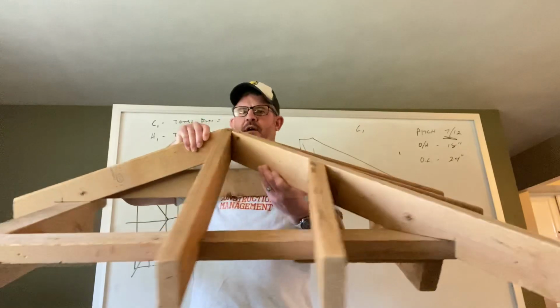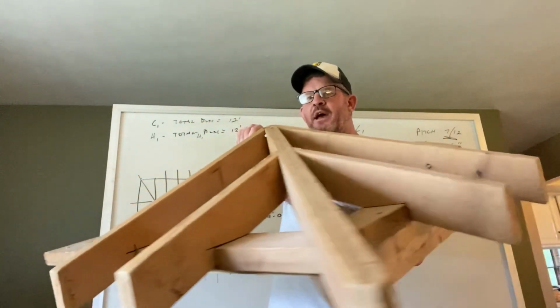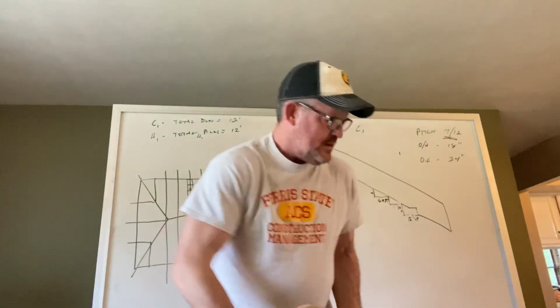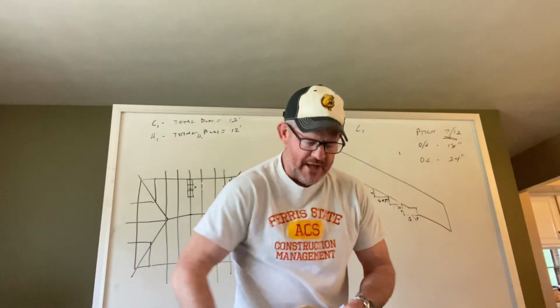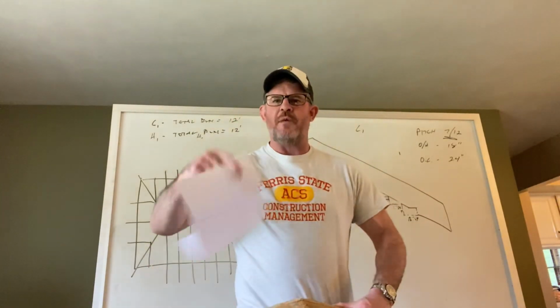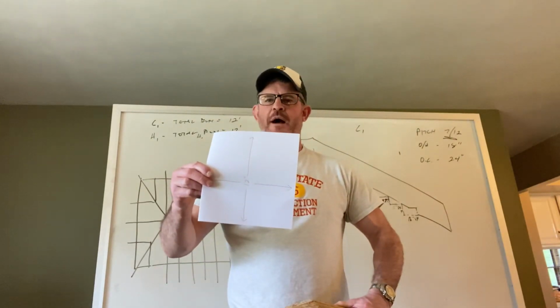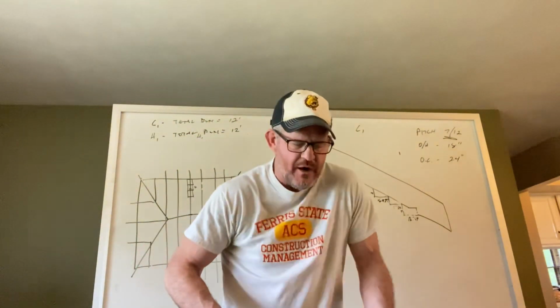So right here I've got a common rafter. Everybody should be able to see that common rafter. And then right here I've got a hip rafter. All right, so let's see how this works. With my common rafter, I've got a piece of paper right here that I made, and we're saying that that's a 12 by 12 box. I would measure 12 inches by 12 inches.